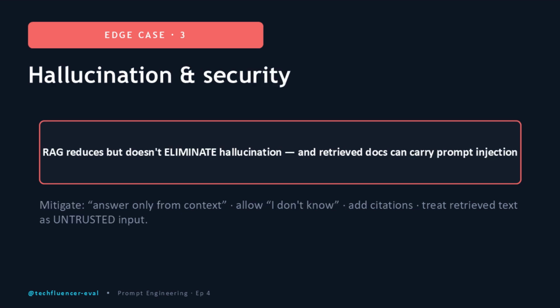Third, RAG reduces hallucination but doesn't eliminate it. A model can still ignore the context or blend in its own assumptions. Instruct it to answer only from the provided context and to say, I don't know, when the answer isn't there. And watch security. A malicious document can carry a prompt injection, so treat retrieved text as untrusted input.